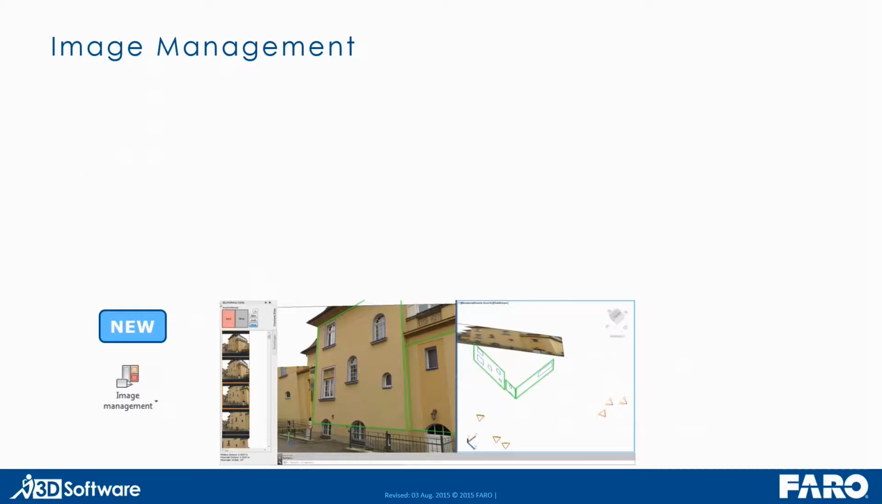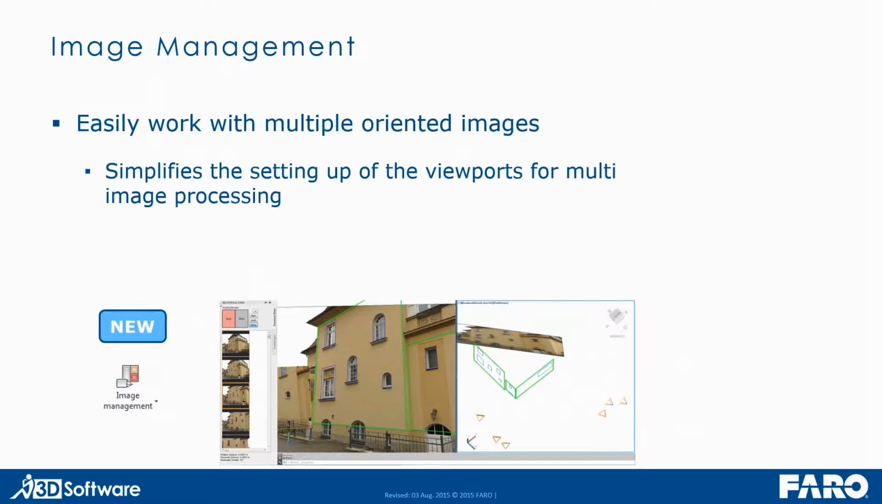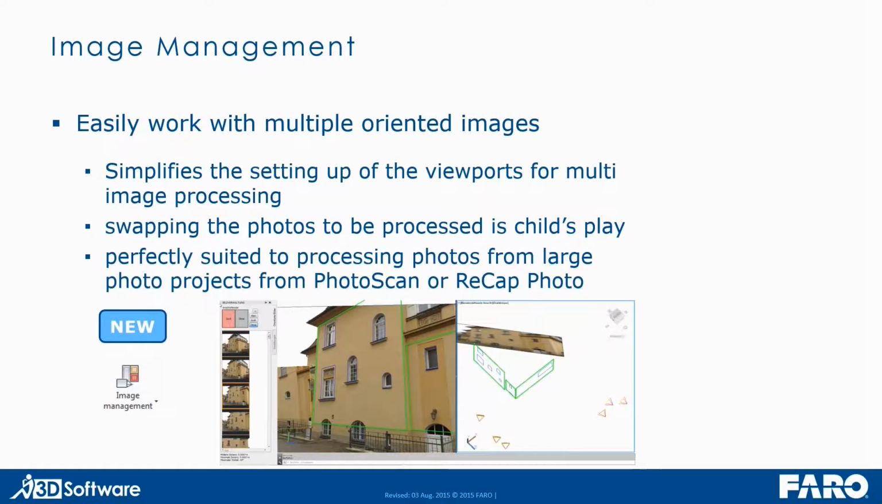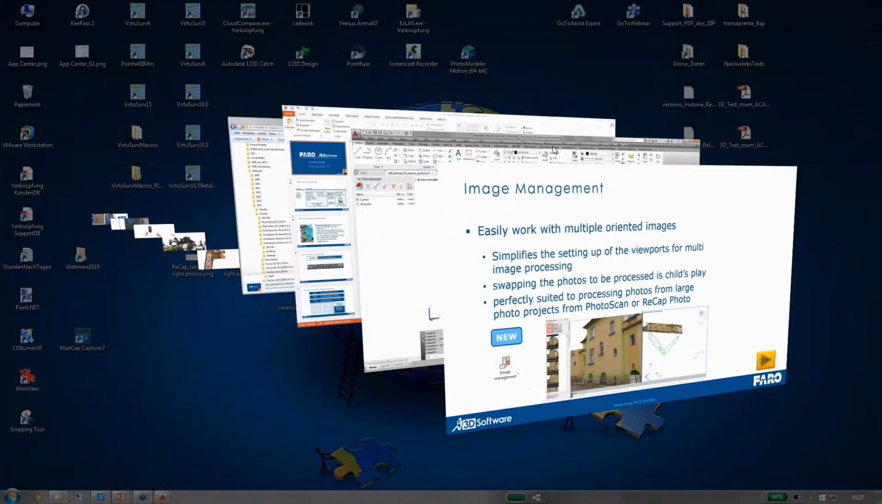A new tool in PointSense Heritage is the new image management that helps us to easily work with multiple oriented images. It simplifies the setting up of viewports for multiple image processing. Swapping the photos to be processed is now child's play with this new tool, and this tool is perfectly suited to process photos from large photo projects like from Agisoft Photoscan or from Recap Photo. To give you an idea what I'm talking about, I will jump into AutoCAD and demonstrate how these photogrammetry tools work.